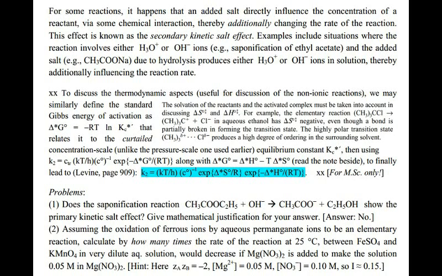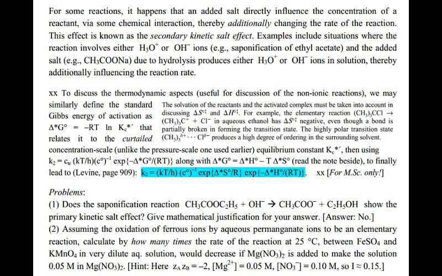Now, what is secondary kinetic salt effect? In primary kinetic salt effect, we see that the added salt does not influence the concentration. It doesn't directly react with the reactant. It does not change the concentration of the reactant. The added salt, suppose magnesium nitrate, has no reaction with persulfate ion or iodide ion. So in such cases, we have the primary kinetic salt effect.